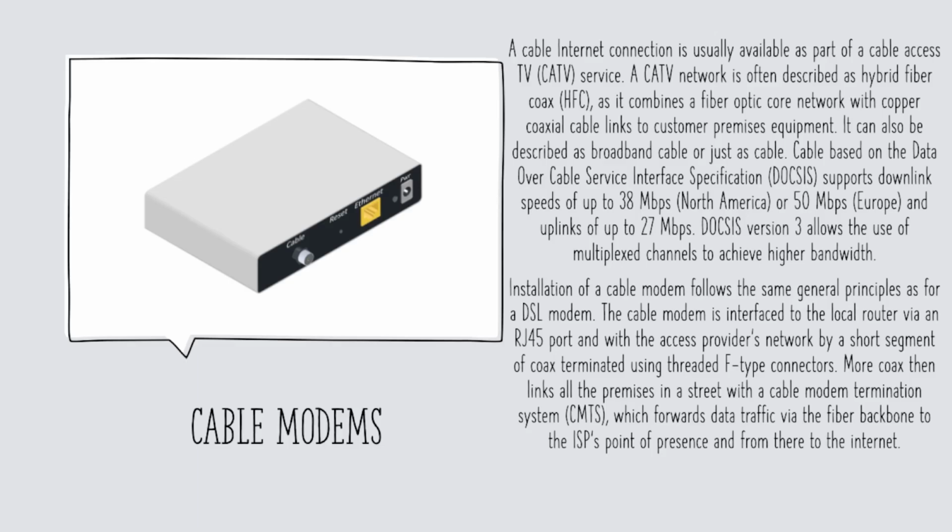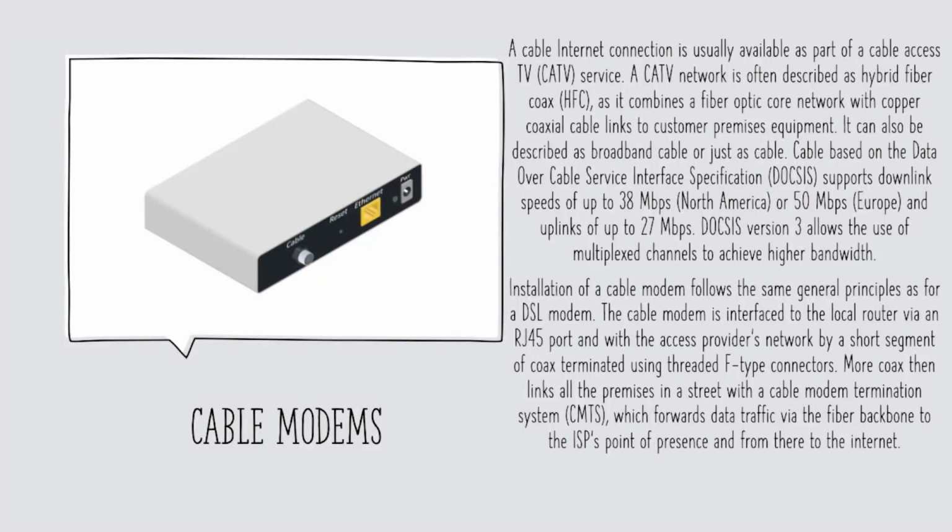Cable modem. A cable internet connection is usually available as a part of cable access TV, CATV, service. A CATV network is often described as a hybrid fiber coax, HFC, as it combines a fiber optic core network with copper coaxial cable links to customer premise equipment. It can also be described as broadband cable or just as cable.